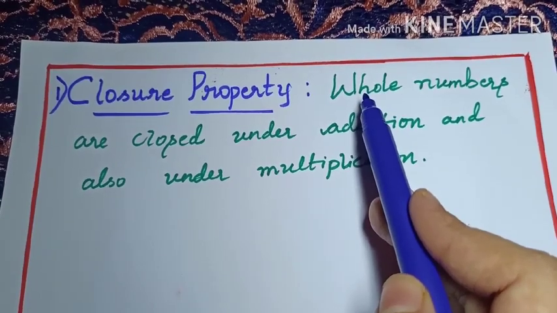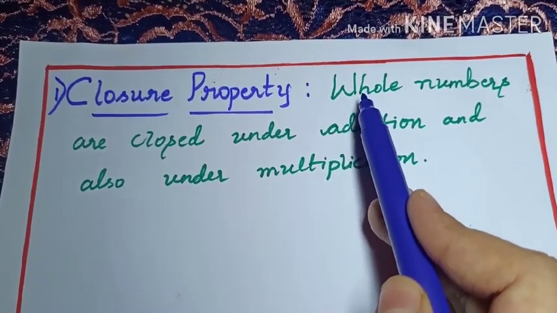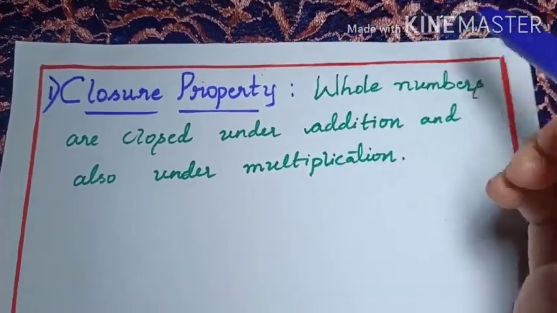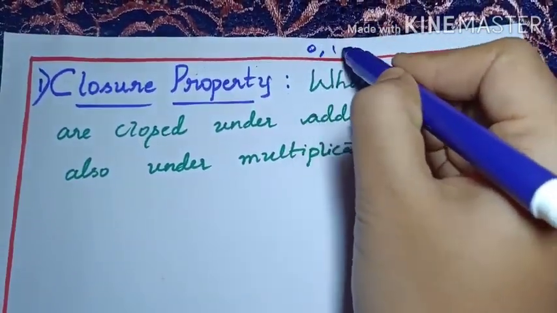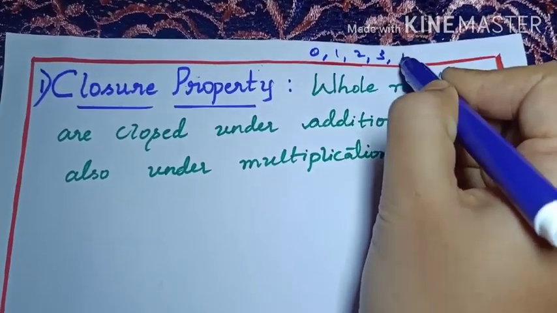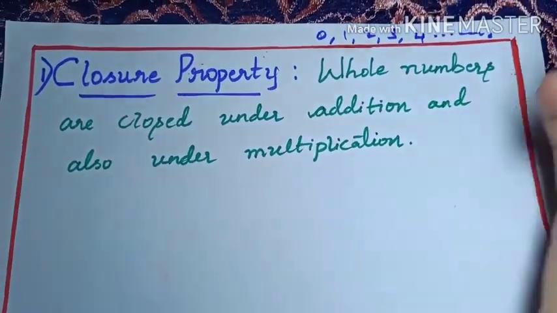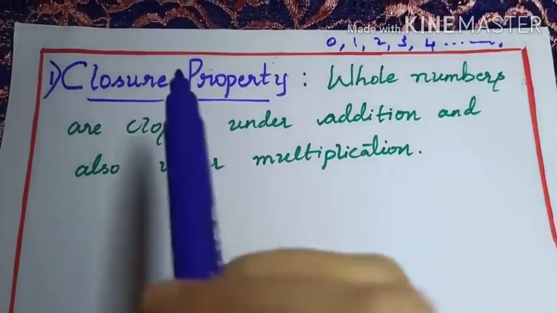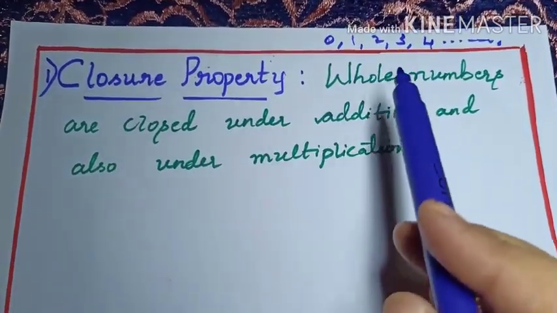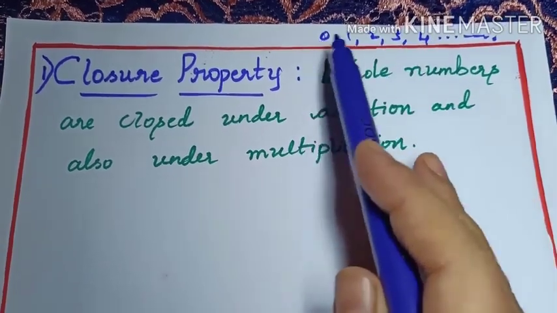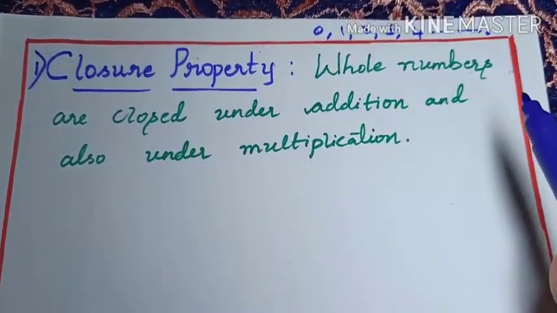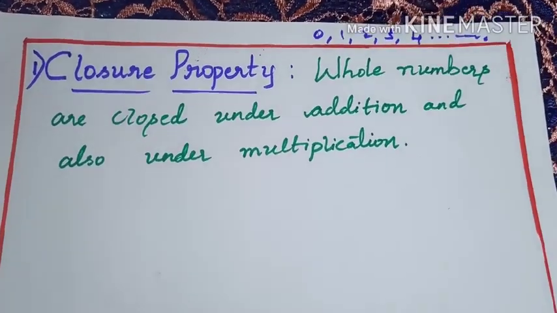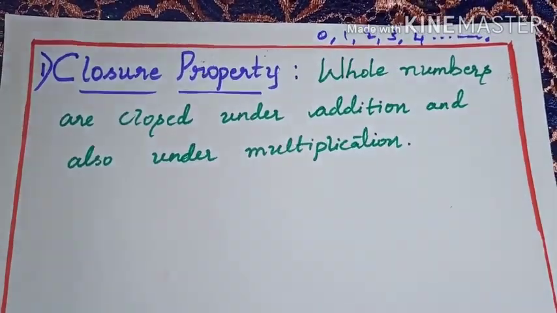What are whole numbers? Whole numbers are the set of numbers which begins from 0: 0, 1, 2, 3, 4 and so on up to infinity. These are all whole numbers. So closure property states that these whole numbers are closed under addition and also under multiplication. Let us see with some examples.